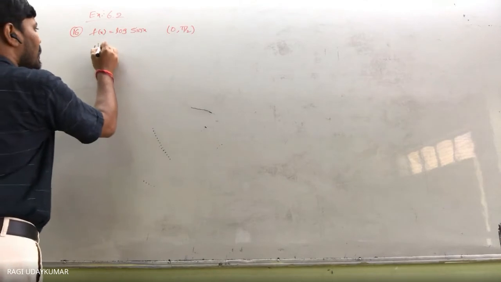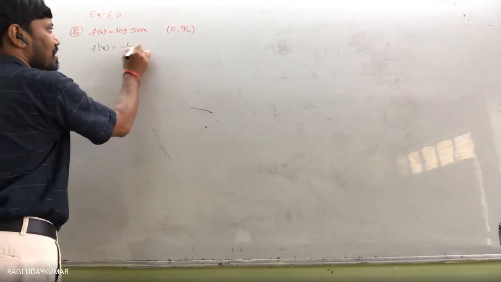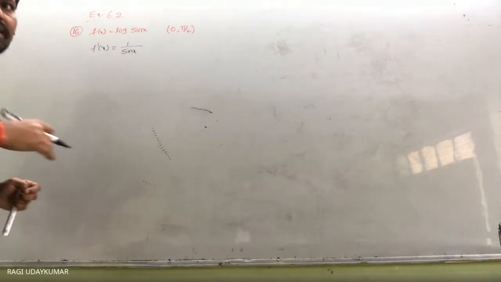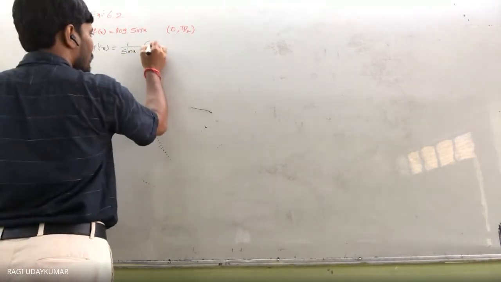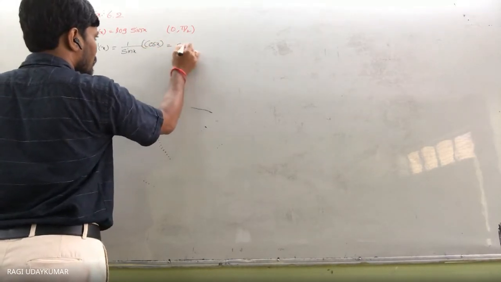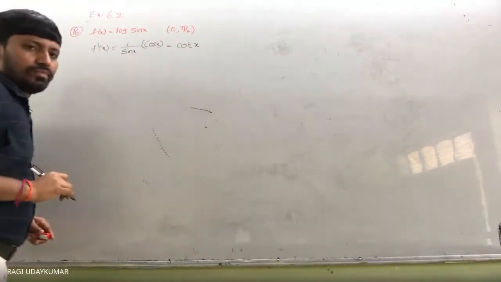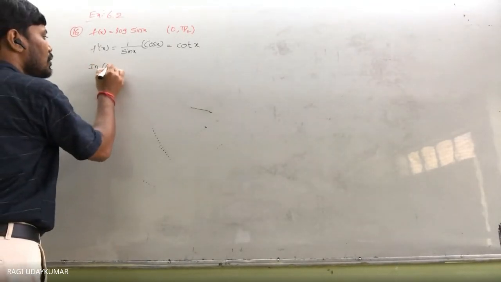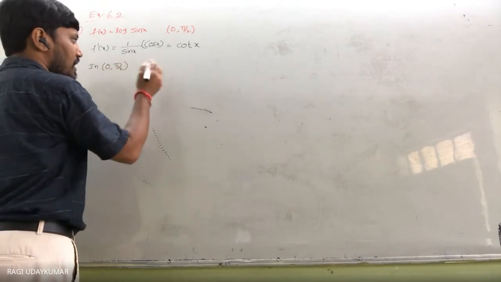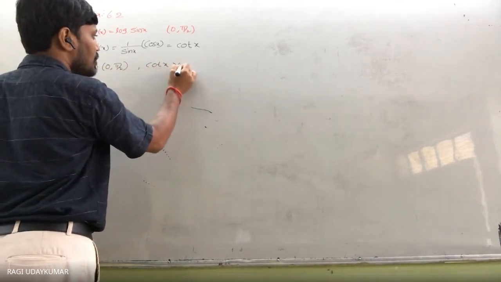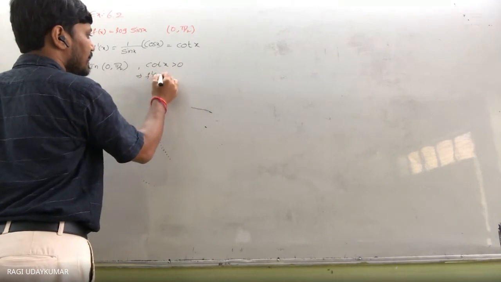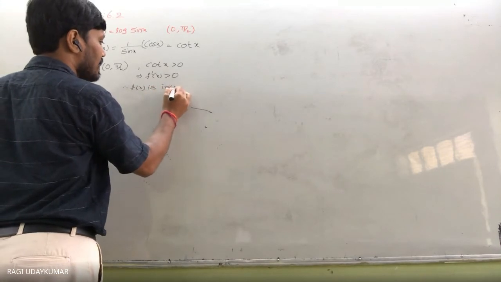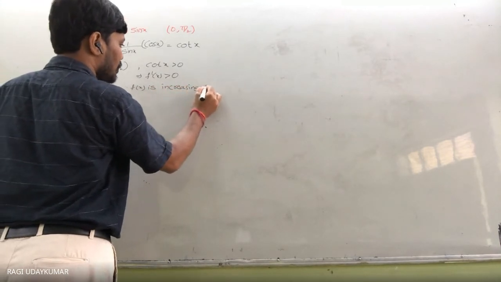F dash of x is what here you are going to get? 1 by sin x, and again you need to do the differentiation of sin x, that is cos x, which is equal to cot x. Cot x in the first interval, in 0 to pi by 2, cot x is greater than 0, which implies f dash of x is greater than 0. Therefore, f of x is an increasing function.